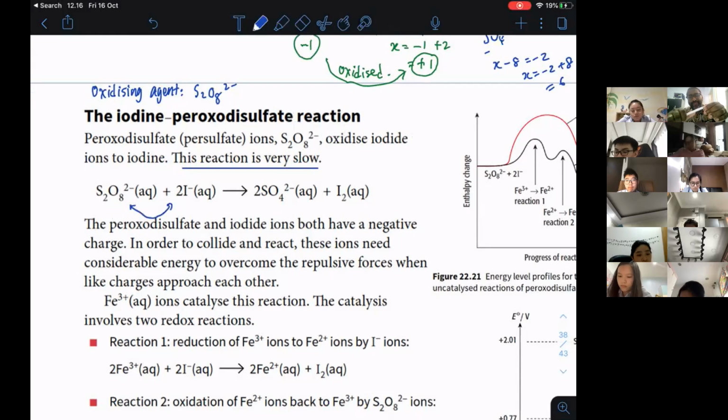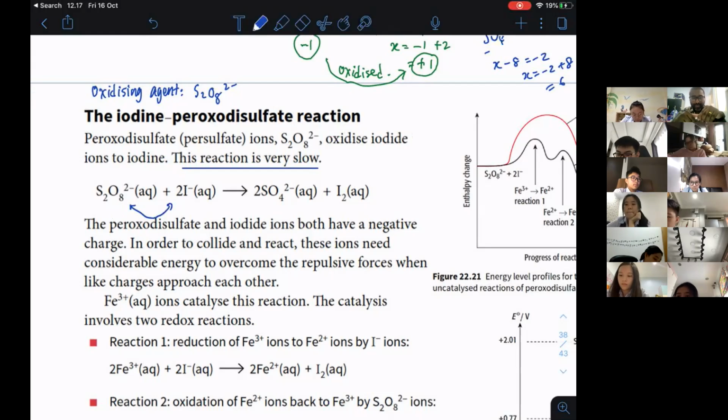So when I have two negatively charged reactants and I expect to bring them together and expect them to react, do you think the reaction will happen in a proper way, Janice? No. Why? Because it's negative and negative. Yes, like charges tend to repel. They tend to repel automatically.